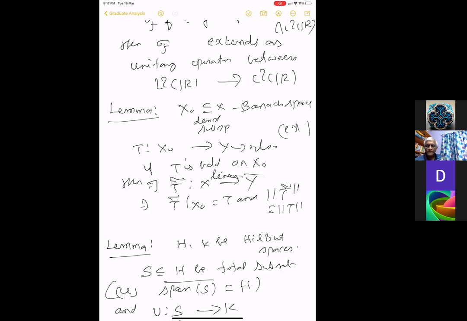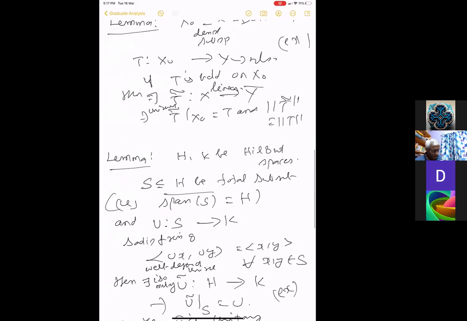Do we automatically have some sort of uniqueness about T tilde? Yes, it is unique. Both in the first lemma and here there is uniqueness. When you extend a uniformly continuous function to the closure, the extension is well defined and uniformly continuous, and it is unique.